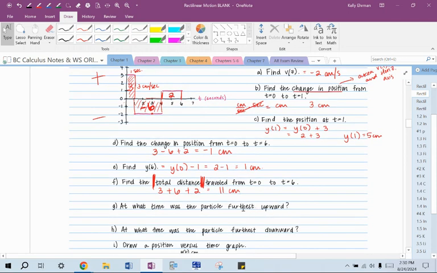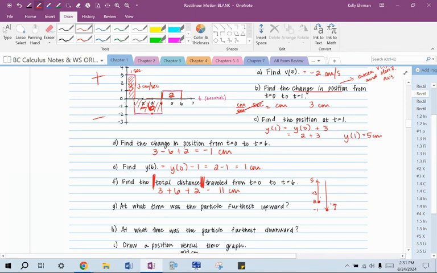At what time was the particle furthest upward? So kind of what we're doing with this position. So the particle starts at 2, right? And then it goes up 3. So now you're at 5. And then it goes down 6. So if you're at 5 and you go down 6, now you're at -1 here. Right? And then after that, it goes up 2. So if we go up 2 from -1, we're at like 1. I didn't scale this very well.